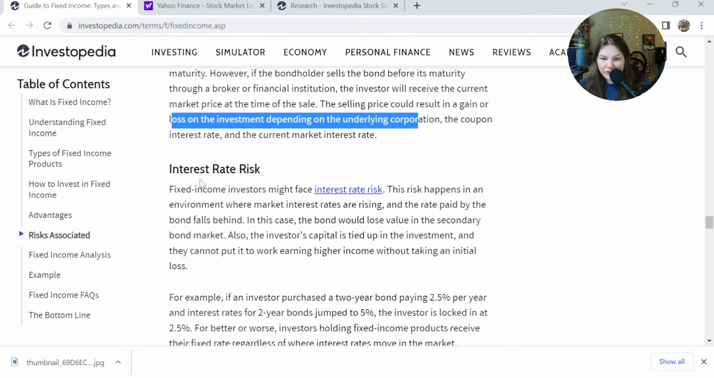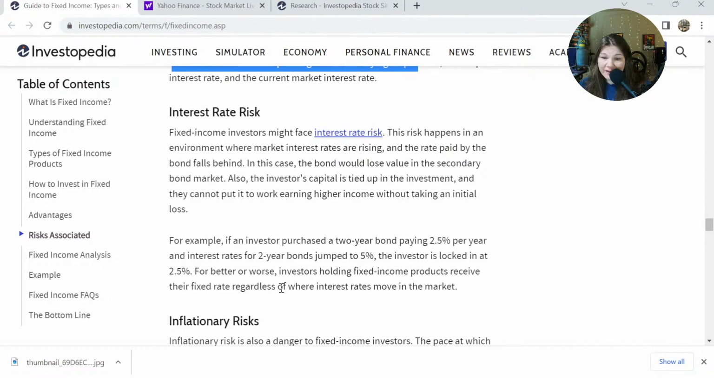So, interest rate risk. Fixed income investors might face interest rate risk. This happens in an environment where market interest rates are rising and the rate paid by the bond falls behind. In this case, the bond would lose value in the secondary bond market. Also, the investor's capital is tied up in the investment and they cannot put it to work earning higher income without taking an initial loss. For example, an investor purchased a 2-year bond paying 2.5% per year, and interest rates for 2-year bonds jumped to 5%. The investor is locked in at 2.5. For better or worse, investors holding fixed income products receive their fixed rate regardless of where interest rates move in the market.